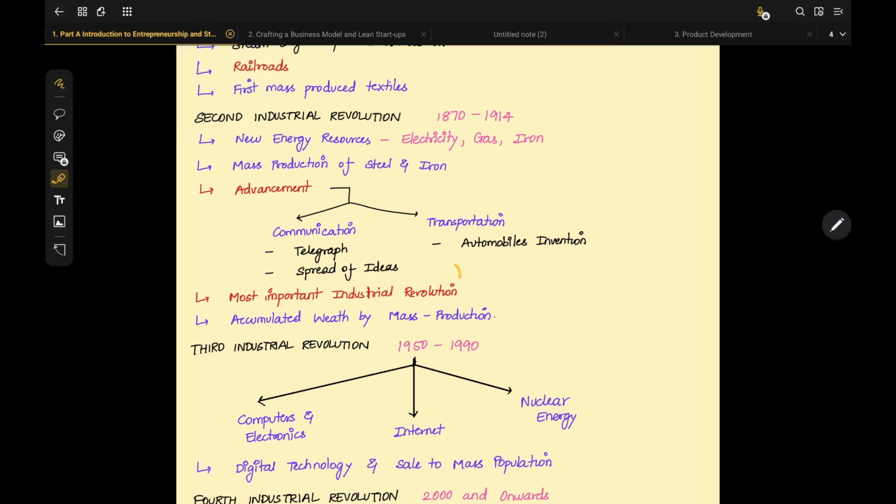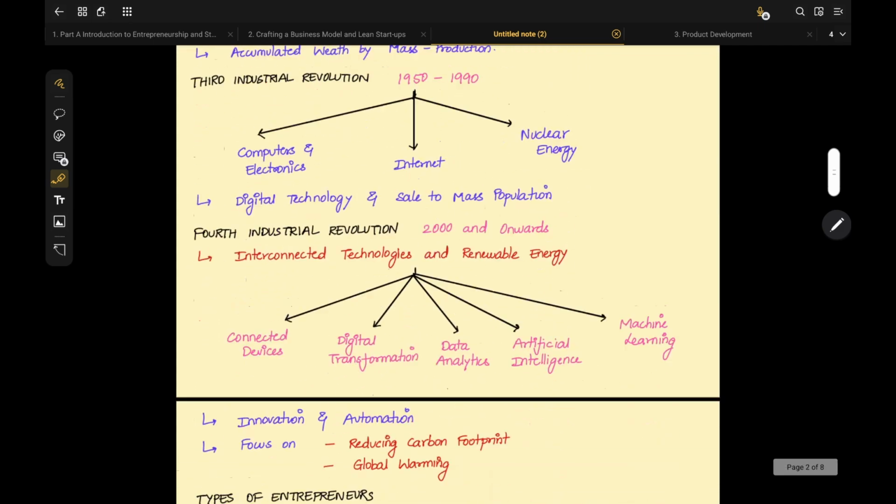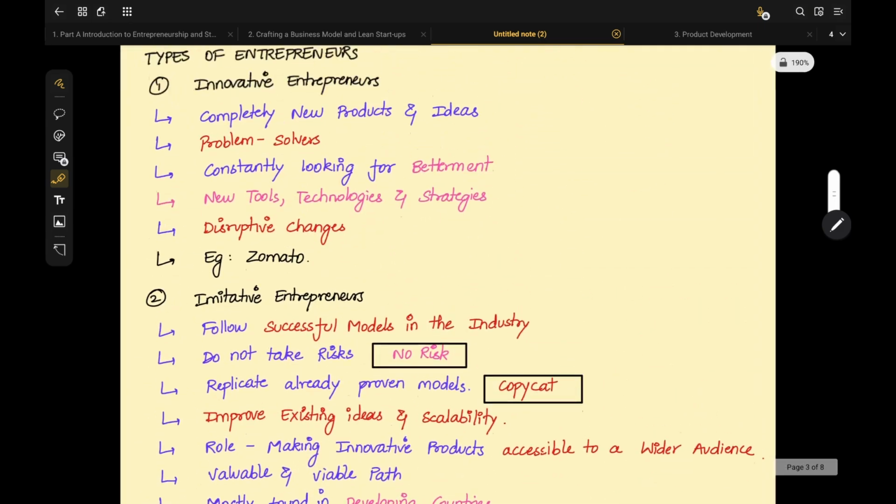So we can go to the next topic. Types of entrepreneurs: innovative, imitative, social, women, corporate. There are different types of entrepreneurs. For that also I have given a summary. We can directly read it from the summary itself.